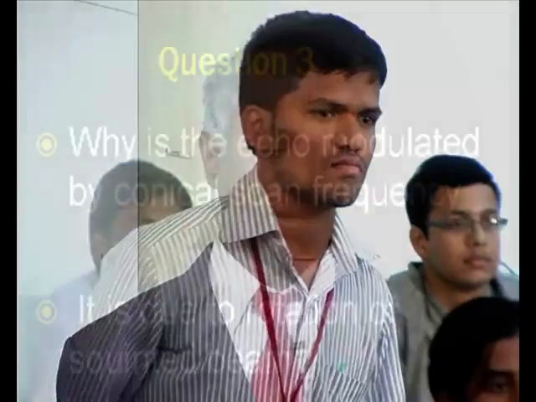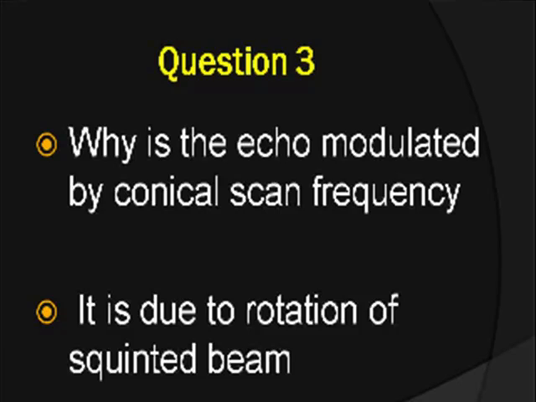Why is the echo modulated by the conical scan frequency in a conical scan system? It is due to the rotation of the squinted beam of this antenna system.